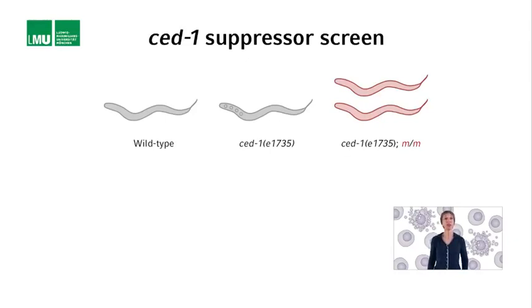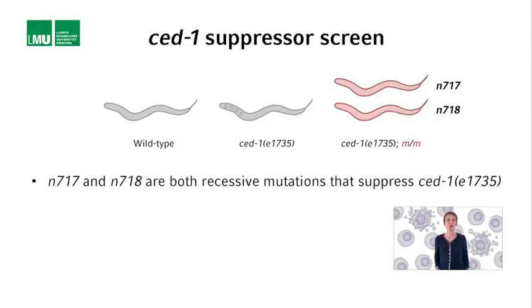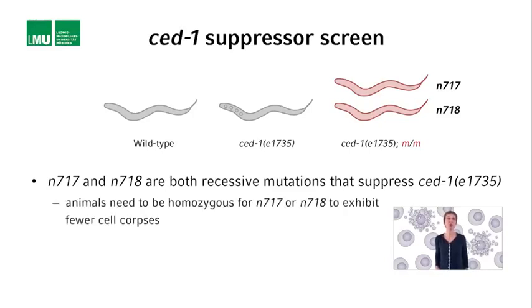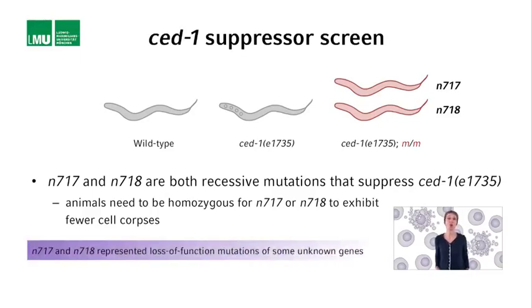The two mutations that she had identified were named n717 and n718 because they were the 717th and 718th mutation identified in the Horvitz lab at MIT. Both mutations turned out to be recessive, which means that the disappearance of the apoptotic corpses in the head of ced-1 mutant L1 larvae was only observed in animals that were homozygous for either n717 or n718. n717 and n718 therefore most likely represent loss of function mutations of some unknown genes. Because both mutations behaved the same in all the analyses that Hilary Ellis subsequently did, I will therefore for now just focus on n717.